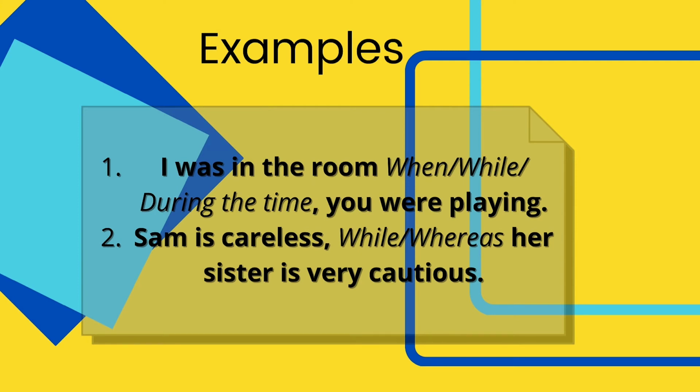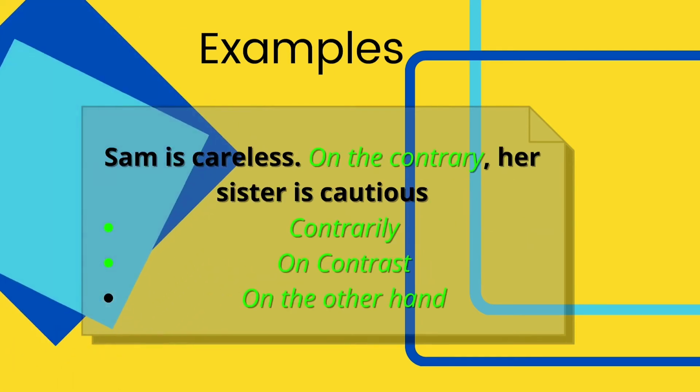In the first example, we used while for describing the time. In the second example, we used while to describe opposite. And yeah, this is the way of describing. Here are some more examples to make your writing beautiful.